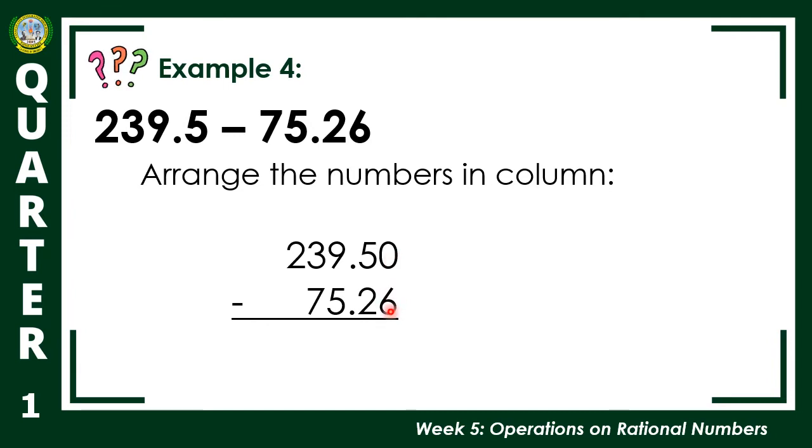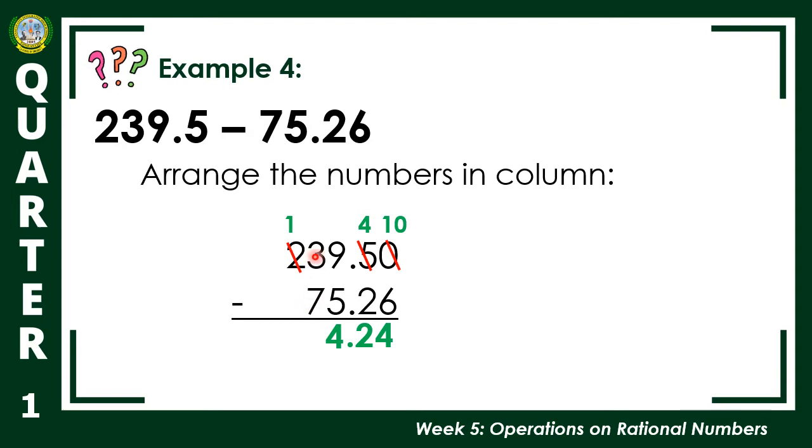Since 0 minus 6 po siya and 0 is less than 6, manghihiram po ulit tayo sa 5. And 5 will become 4. And 0, dadagdagan mo ng 10 kasi nanghiram ka ng 1 dito. Okay? So, 0 plus 10 will become 10. So, nilagyan mo lang ng 1 sa dulo. Yun yung hiniram mo dito sa kabila. And then, 10 minus 6 will become 4. 4 minus 2 will become 2. Reflect the decimal point. 9 minus 5 is 4.